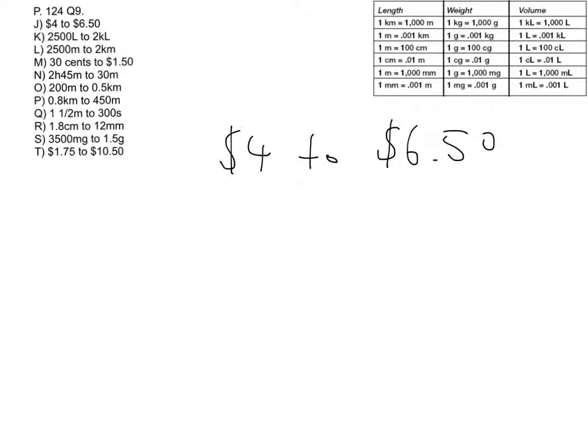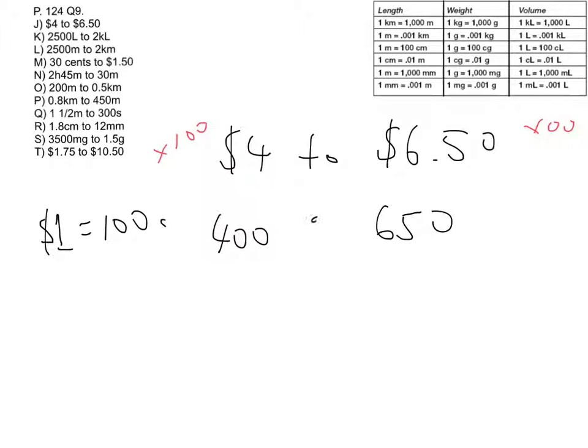Now, we know that there is 100 cents in $1. That means that we need to times both sides by 100. So 4 times 100 equals 400 cents. And $6.50, to convert it to cents, we times it by 100 cents and we get 650. So now we have a ratio.